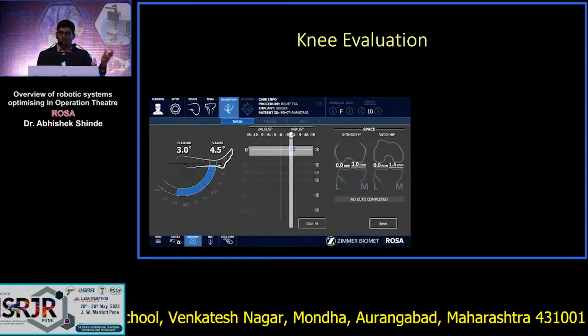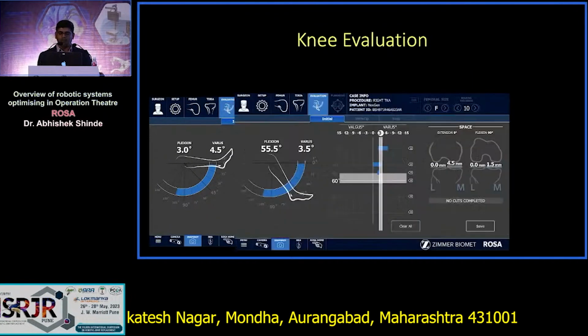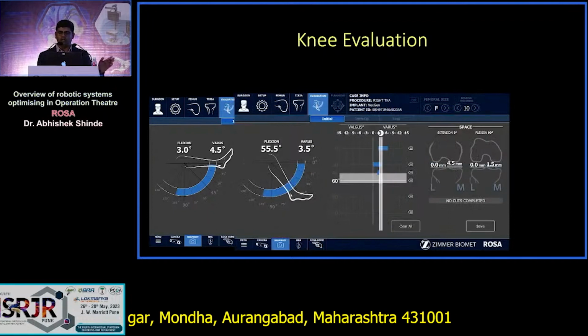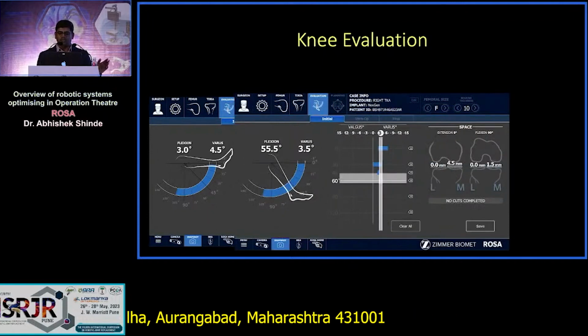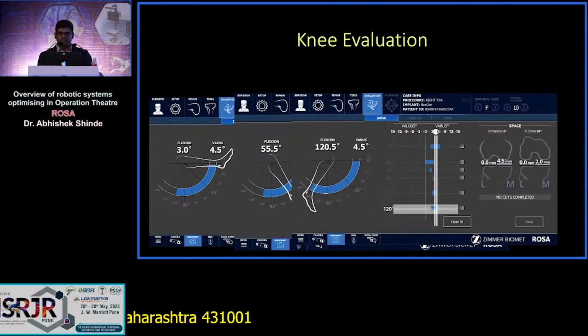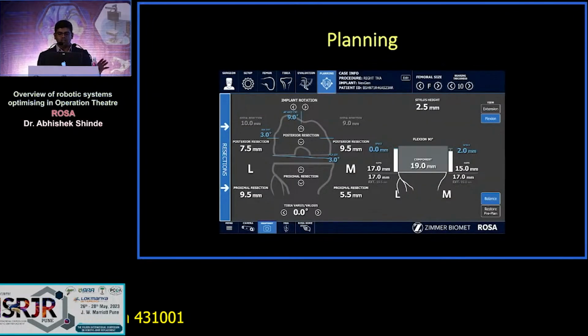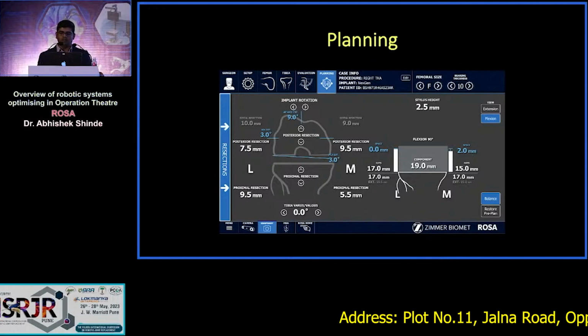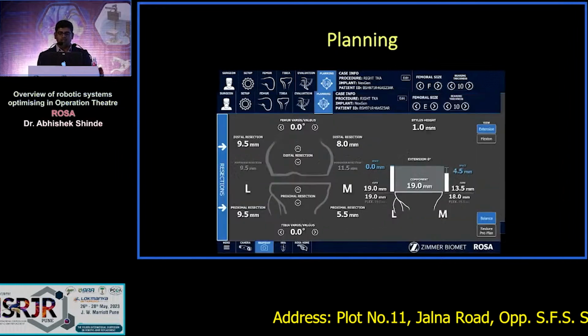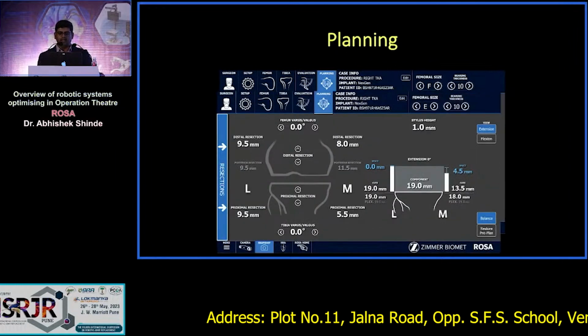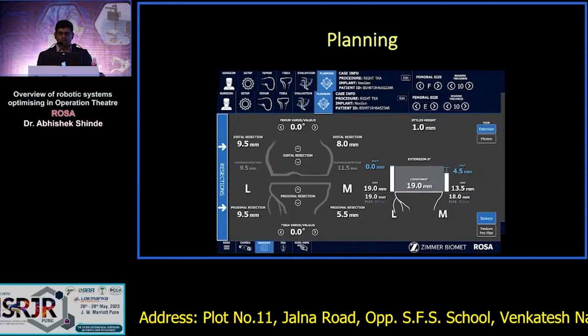Then you have to evaluate the knee, how much flexion and varus you have throughout the range of motion: in full extension, 30 degree, 45 degree, 60, 90 and 120. Once you are happy with that, you can do the planning, how much distal resection or proximal resection, how much varus or valgus, the stylus height, the posterior slope, and then you can take the guided cuts. So this is the varus knee.